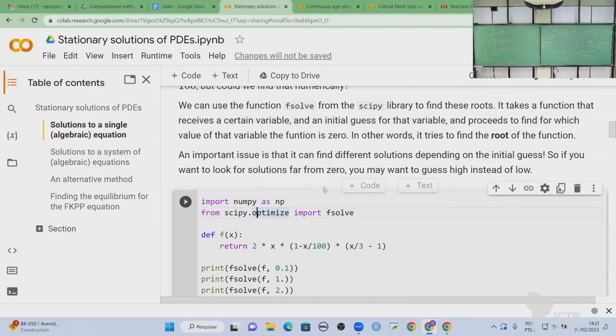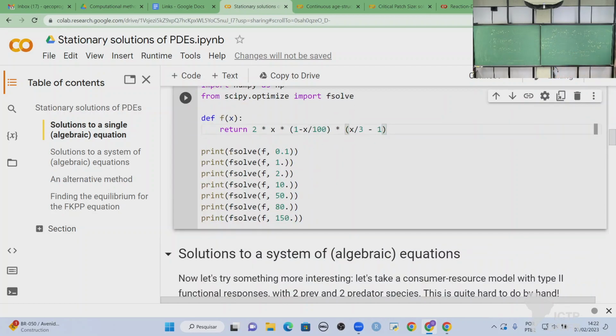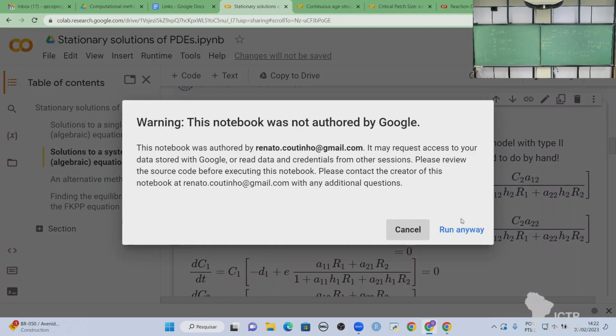So here I import NumPy, and import this function fsolve that is inside this submodule of SciPy called optimize. And here we have our function: 2 times x, times 1 minus x over 100, times x over 3 minus 1, okay? And now I pass to fsolve this function f, and I pass an initial guess. So I tried here with 0, 1, 2, 10, 50, 80, 150. What solution does each of those guesses arrive at? So let's run this and find out, okay?